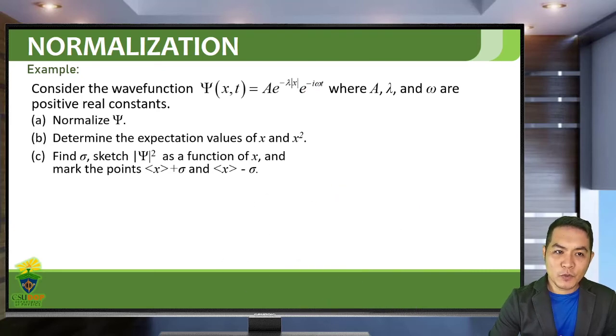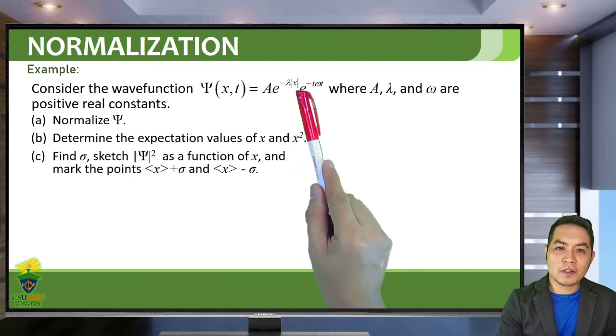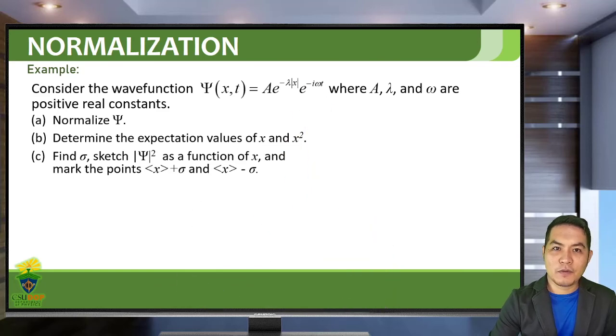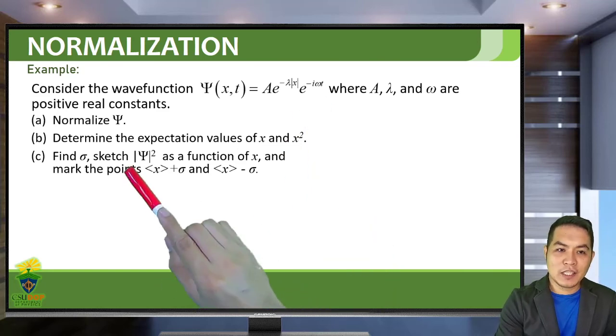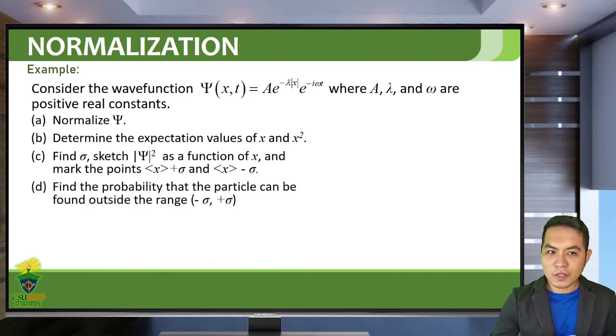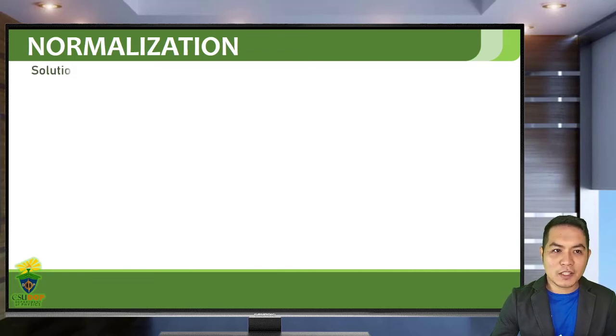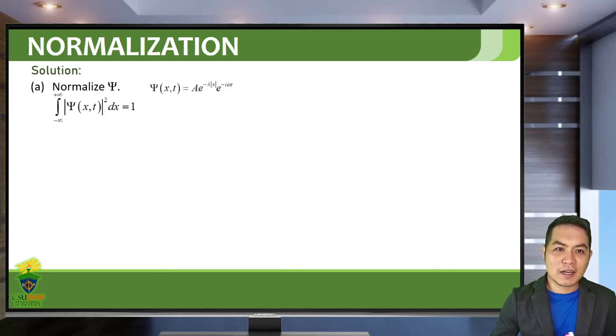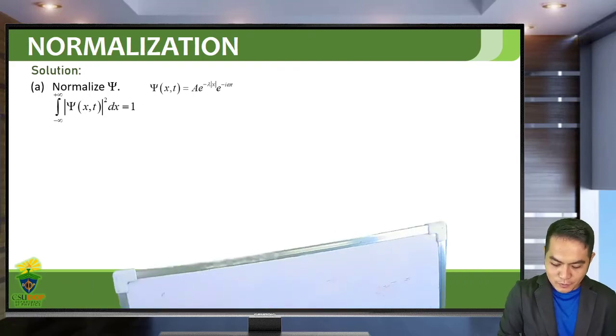So you need to take into account this term here if you are getting the absolute value of psi squared. So you take the conjugate, multiply by itself. So these are the questions. First, you are asked to normalize your wave function. So of course, you use the normalization condition. Given this expression of your wave function, what will the absolute value of psi squared look like?